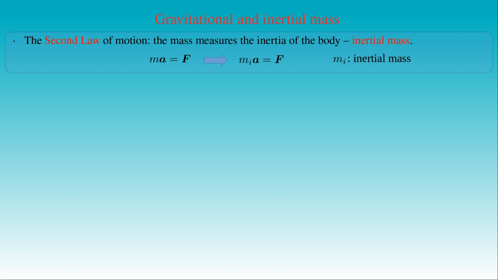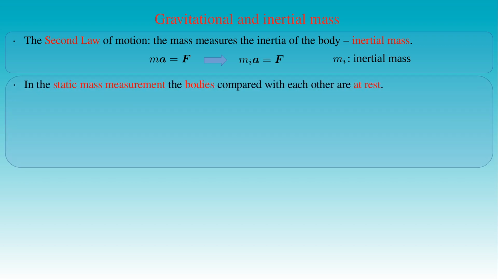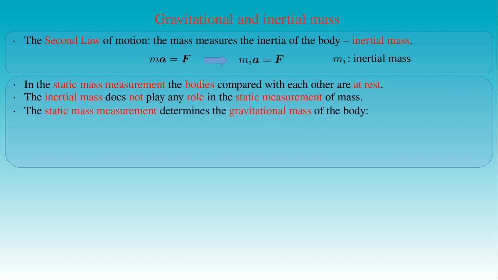However, we have also seen that in the static measurement of mass the bodies are at rest, when their masses are compared with each other. Since the state of the motion of the bodies does not change during the measurement, that is they remain at rest, the inertial mass of the bodies does not play any role in the static measurement of mass. As a result, the mass of a body determined in the static measurement does not describe its inertia but another property, which we call the gravitational mass of the body. Therefore, in the equation defining the weight G of the body as the product of its mass m and the gravitational acceleration g, the mass is the gravitational mass of the body, and we denote it by m_g.